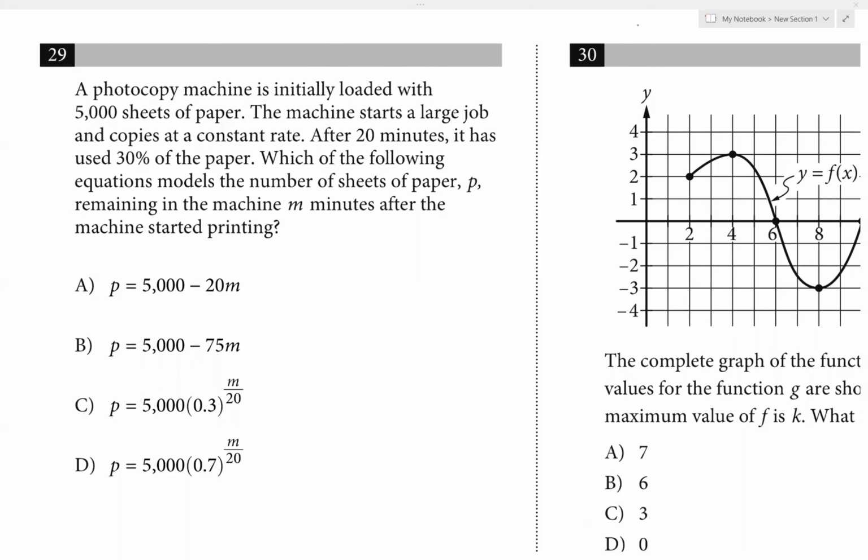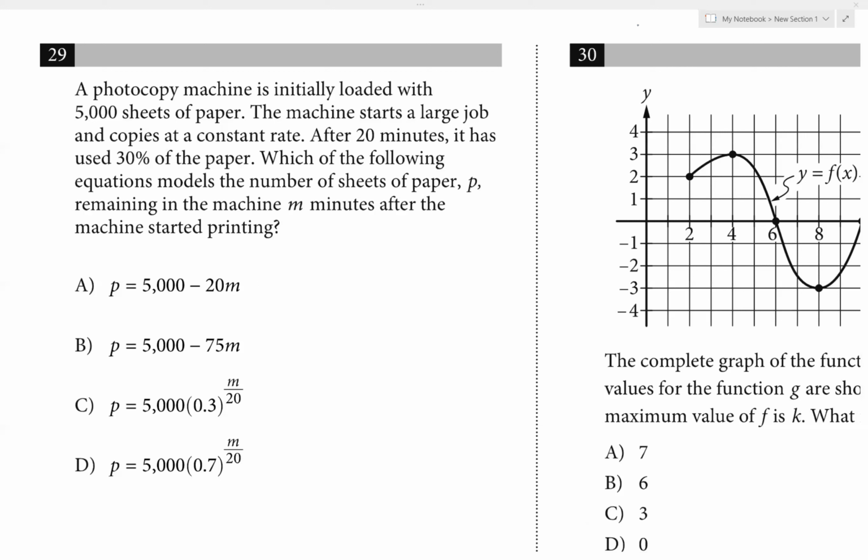All right, number 29. A photocopy machine is initially loaded with 5,000 sheets of paper. The machine starts a large job and copies at a constant rate. After 20 minutes, it has used 30% of the paper. Which of the following equations models the number of sheets of paper P remaining in the machine n minutes after the machine started printing? Okay, so we're trying to pick an equation to model this question.